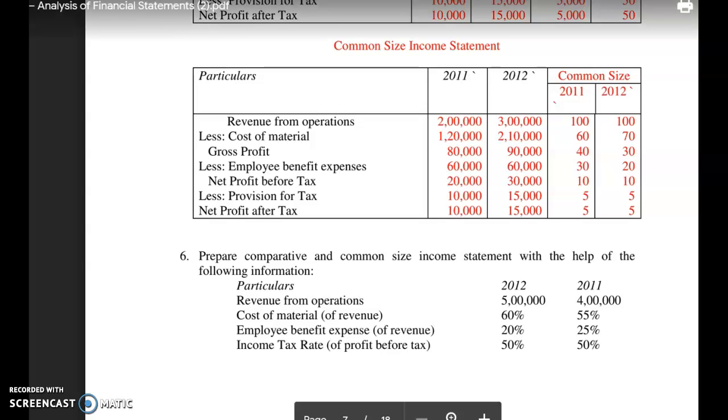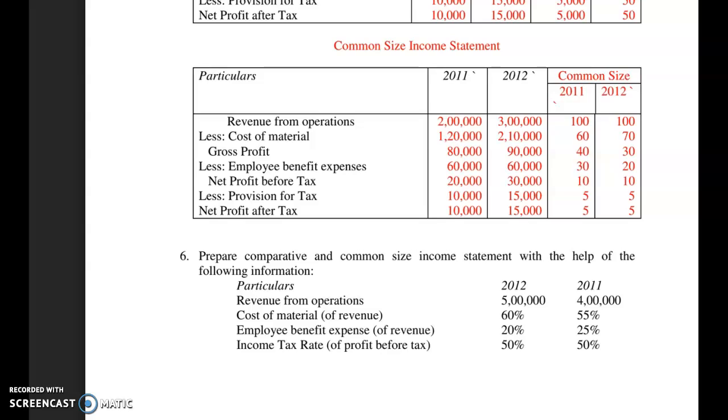For the year 2012, 3 lakh will be assumed equivalent to 100. As I shared with you, revenue from operations will be taken equivalent to 100, that is 3 lakh is equal to 100. Now the individual figures: 3 sevens are 21, so you automatically come across that cost of material amounts to 70%. The formula will remain the same, that is 3 lakh is equal to 100.